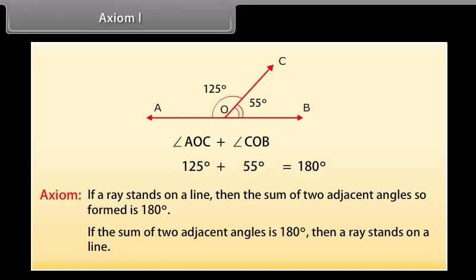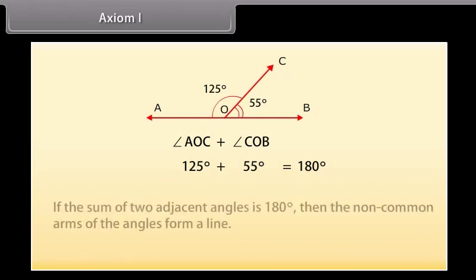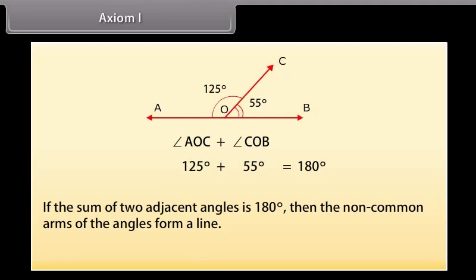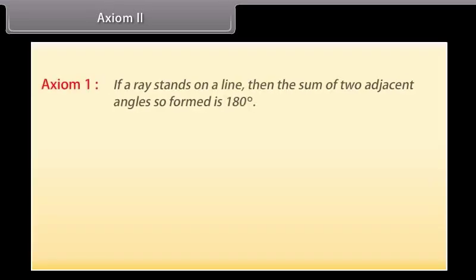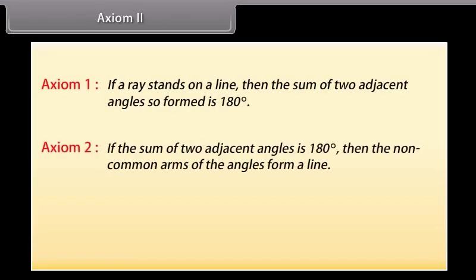And we can state it in the form of another axiom, which is, if the sum of two adjacent angles is 180 degrees, then the non-common arms of the angles form a line. Axiom 2. We get two axioms now. These two axioms together are called the linear pair axiom.